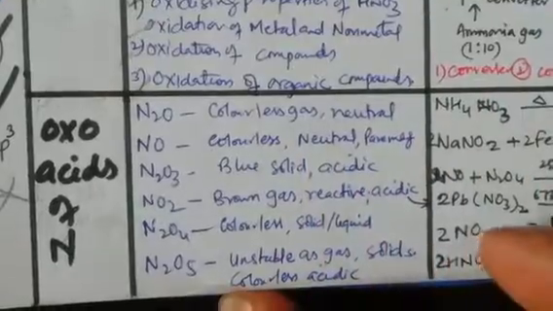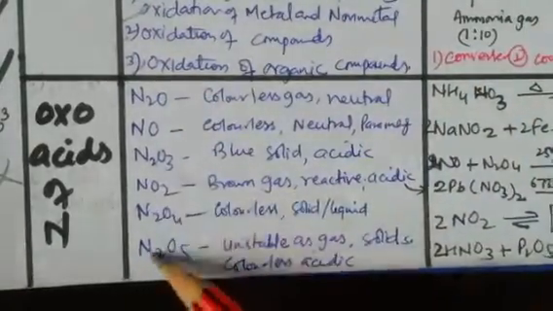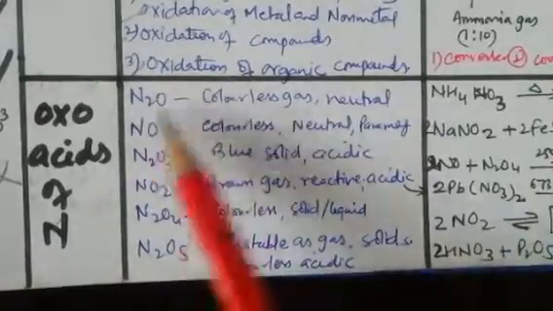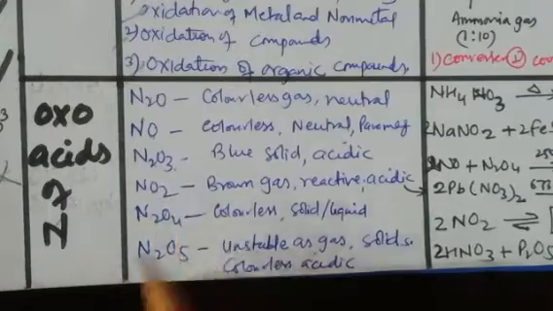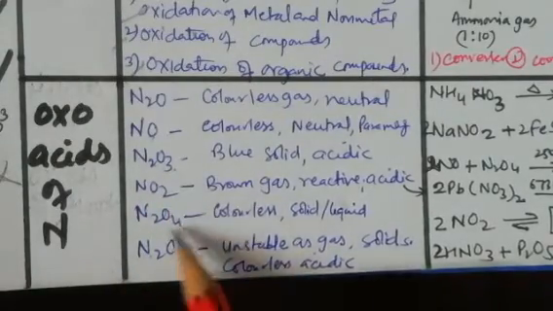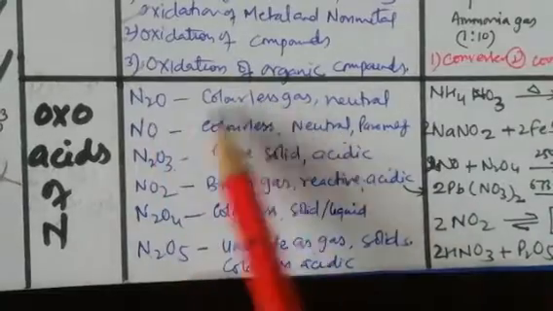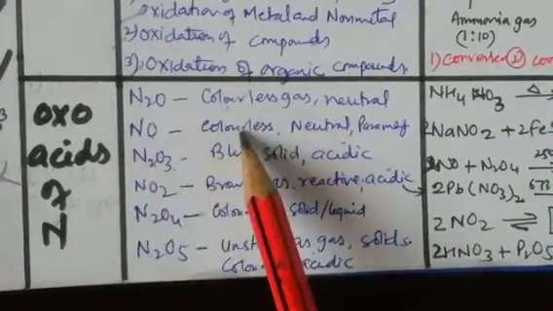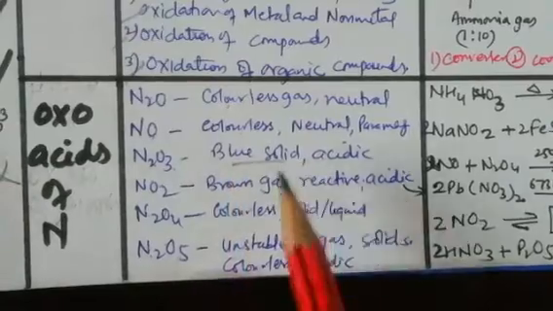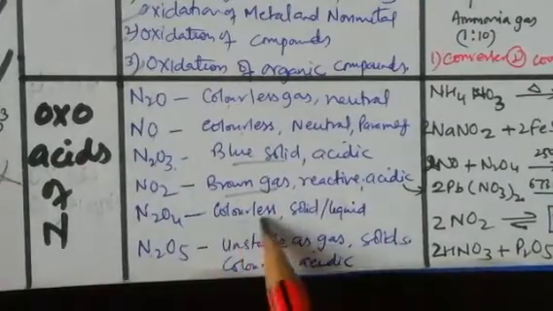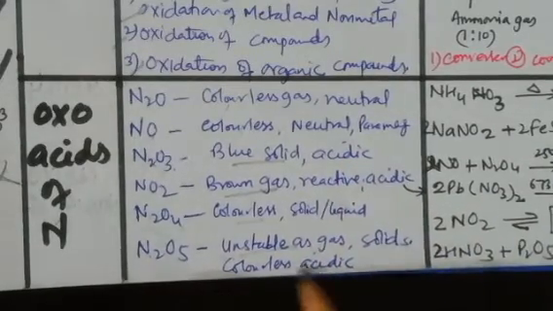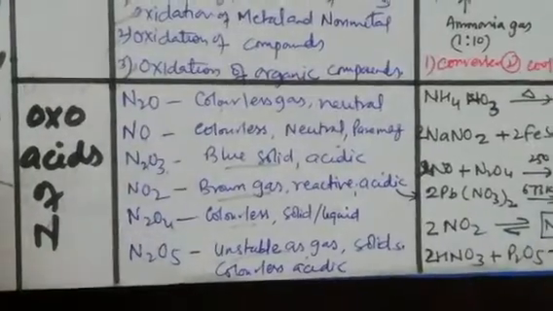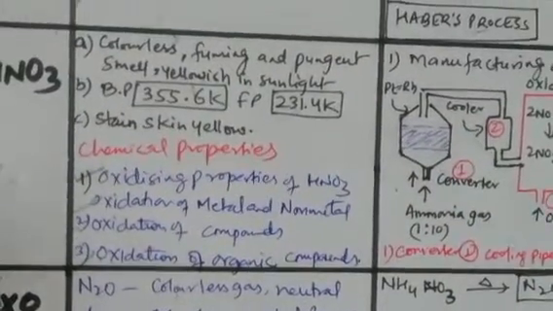Okay. After this, the oxides of nitrogen: there are basically 1, 2, 3, 4, 5, 6 oxides of nitrogen. Like nitrous oxide, nitric oxide, nitrogen dioxide, nitrogen trioxide, nitrogen tetroxide, nitrogen pentoxide. In all the cases, N2O is colorless, NO is colorless, N2O3 is a blue solid, NO2 is a brown gas, N2O4 is colorless, N2O5 is unstable as a gas, so it is present in the form of a solid, whereas it is a colorless acid. Okay, so in this way you can compare all the properties.